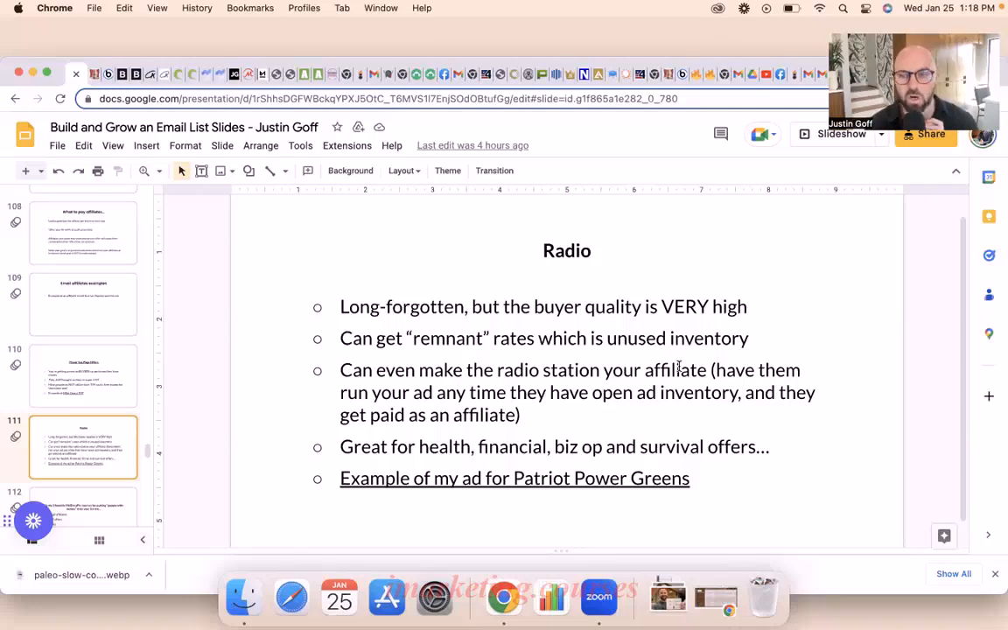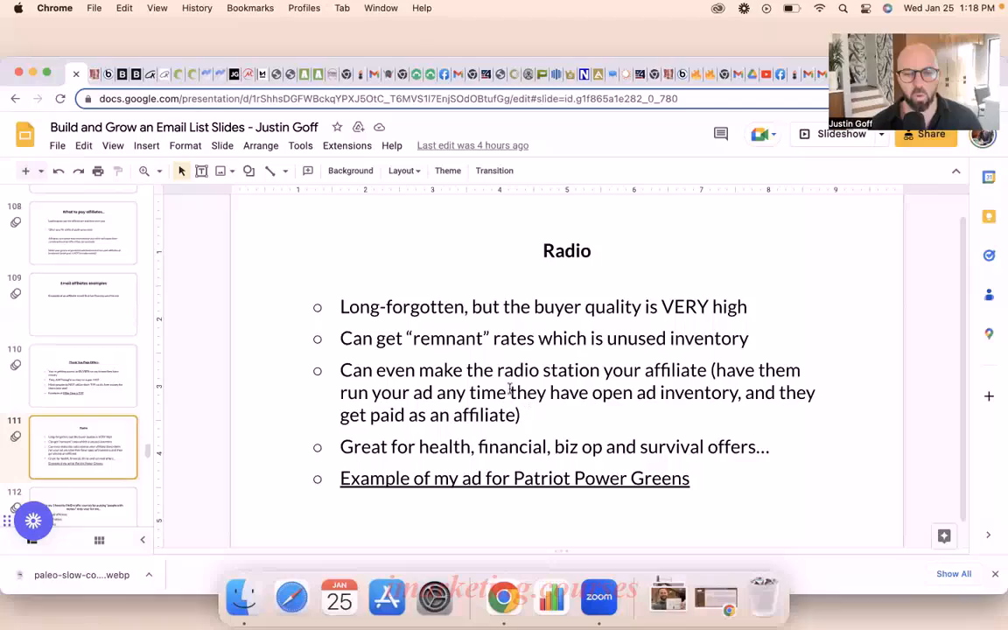You can get remnant rates, which is basically whenever the radio stations have unused ad inventory, they will sell those off at really, really cheap rates, usually to direct response marketers. So the big brands pay top dollar to have ad space, and then whatever doesn't get sold to them gets sold at really cheap rates to direct response marketers.